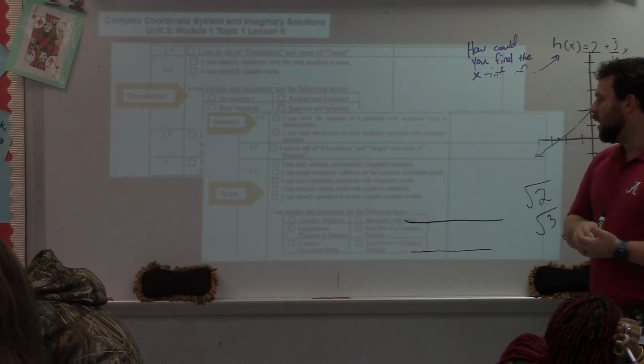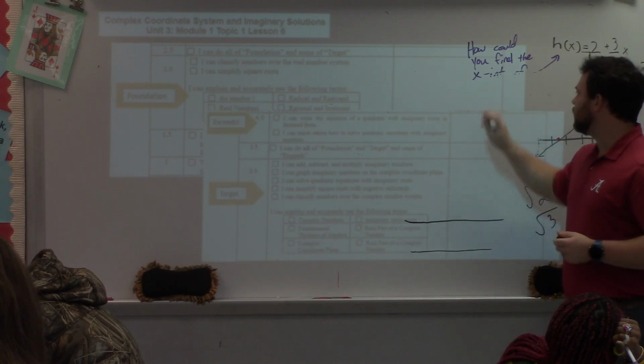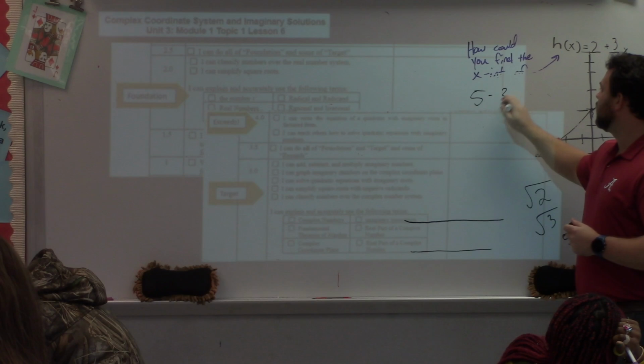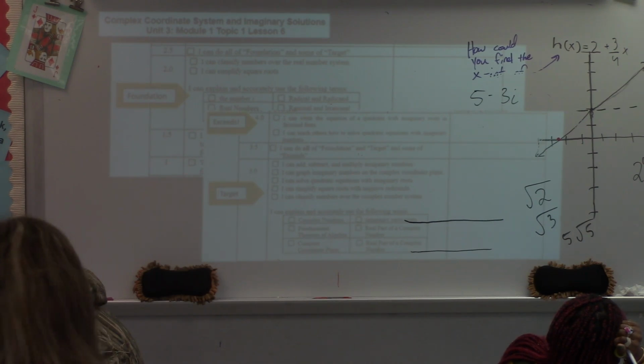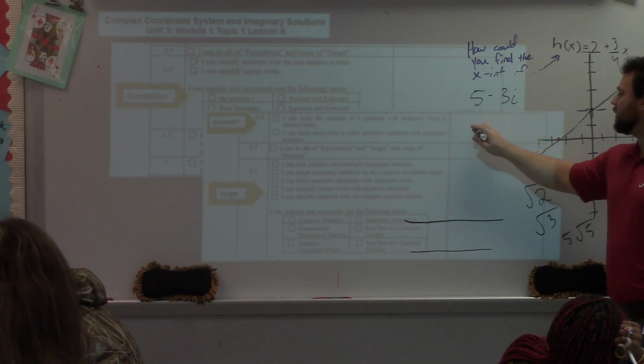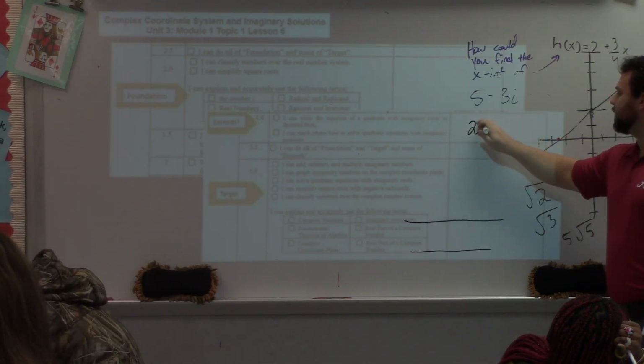So, let's do a quick little review with part of this. First things first, 5 minus 3i. What part of that is the real part of that complex number? 5. The 5, and the imaginary part would be the 3i. Okay. So then, let's say I have this.